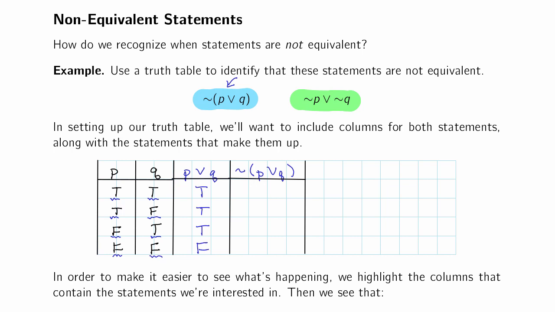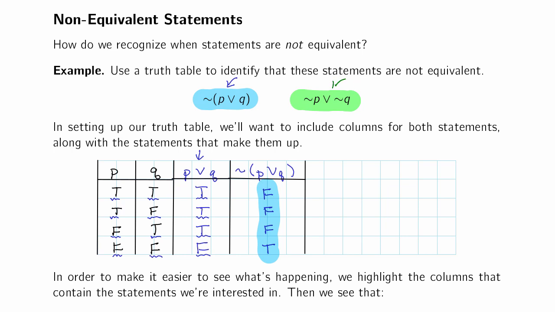To fill in the next column, we're negating P or Q. So we'll look at our P or Q column, and we'll just take the opposite of whatever truth value we see. Opposite of true is false. Opposite of true is false. Opposite of true is false. Opposite of false is true. And that's one of the statements we're actually interested in. I'm going to highlight that so that I can look at it more easily once I get done with this. There's the first column that I'm interested in here.